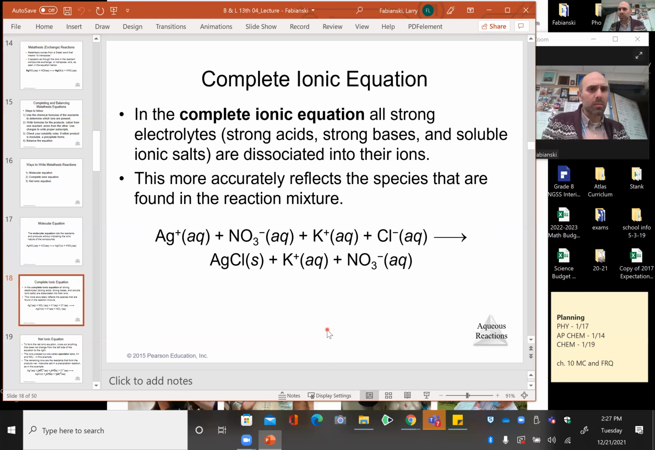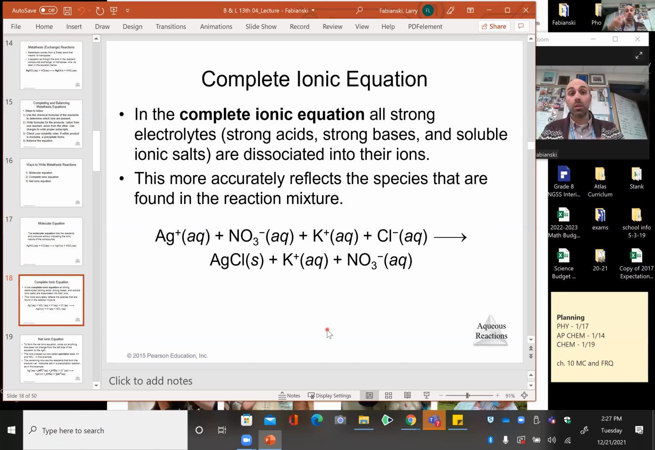Anyway, I digress. So an ionic equation is exactly just that. It is the equation written with the ions. If I go back to the previous slide, we see silver nitrate. You know that silver is a plus one, and nitrate is a minus one, so we write it just as that. Remember, it was potassium chloride: potassium plus one, chloride minus one. And on the other side, we have the potassium again as a plus one, and the nitrate as a minus one.